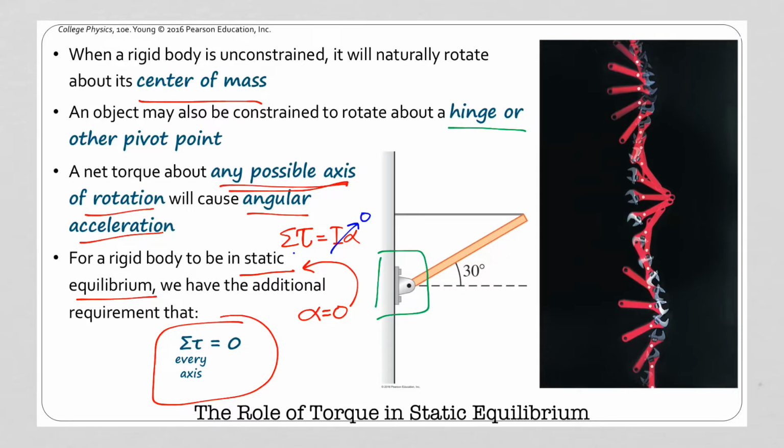So the special case here is that the torque has to be zero about not just any single axis, but in fact about every possible axis. We don't have to calculate every axis, but what this means is that any axis of rotation that we pick is sufficient for us to look at the torques and to find static equilibrium for an extended object.